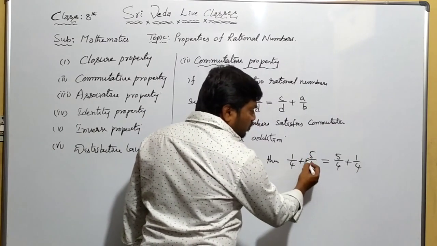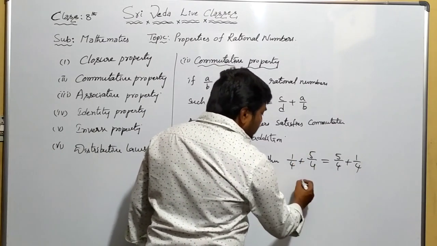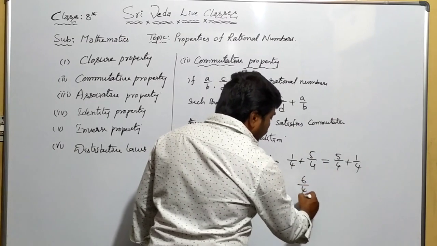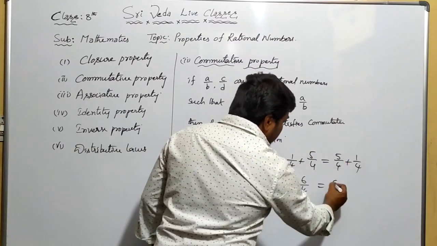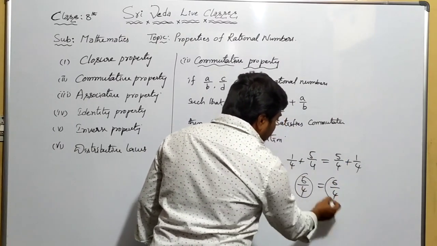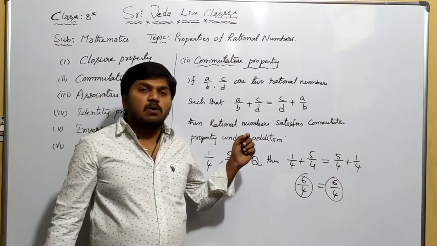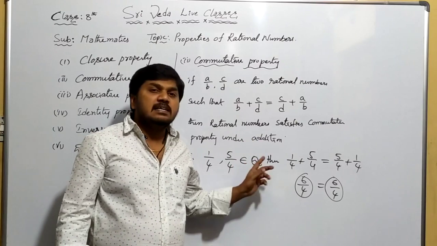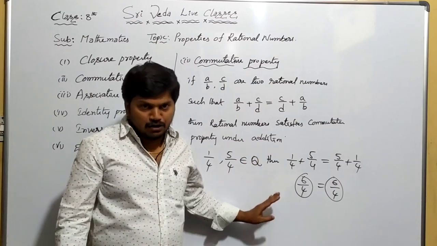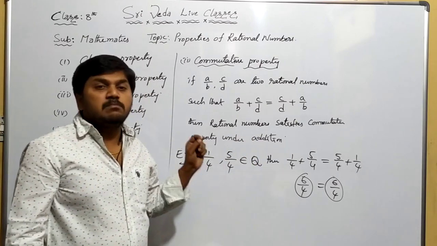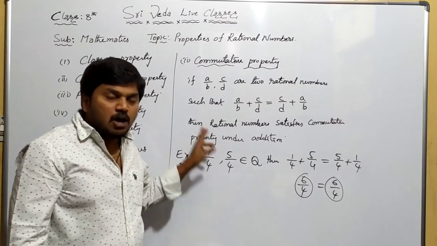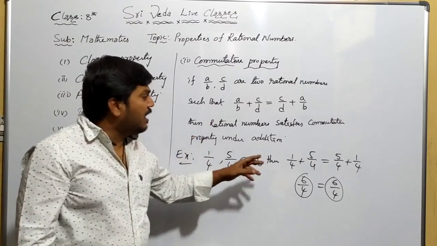What is the sum of these two? So 1 plus 5 is 6 by 4, equal to here 5 plus 1, 6 by 4. Both are same, no? So it satisfies. What do you say that? So closure property, commutative property satisfies under addition. So rational numbers satisfy commutative under addition.